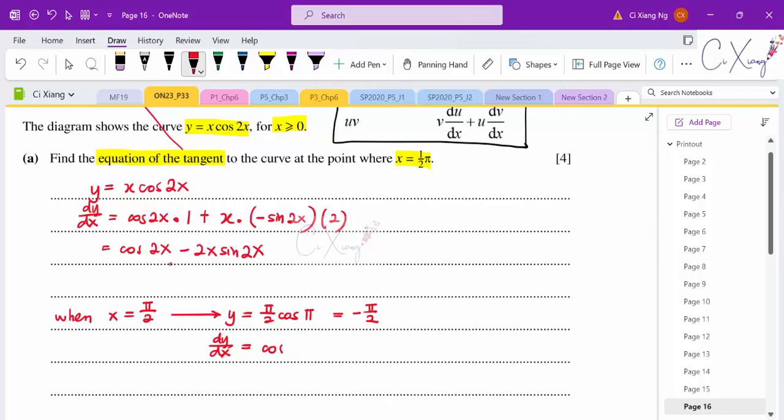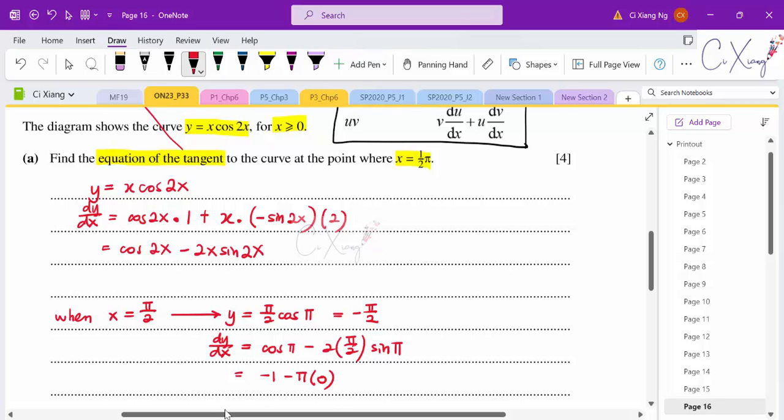So you're having cos pi minus 2 times pi over 2, then sine pi. Alright, so what's the value for cos pi that we have? We are having negative 1. Okay, then minus pi. What's the value for sine pi? It is equal to 0. So when you simplify this particular value for dy/dx, it is equal to negative 1. So please take note that this negative 1 is the gradient of the tangent.